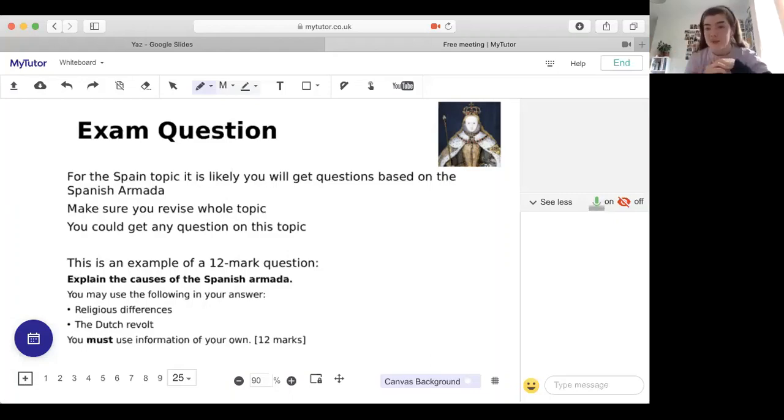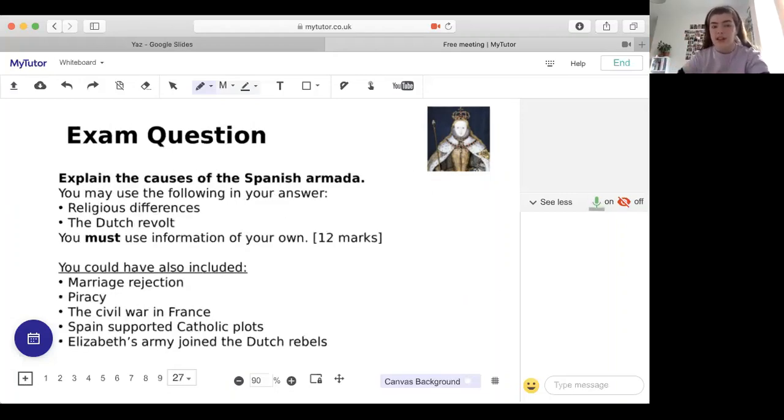It's just the easiest way to do well in one of these questions is to make sure that you're talking about 3 points, so an additional point to the one that's already mentioned. So things that you could have included are marriage rejection, piracy, the civil war in France, Spain supported Catholic plots, and Elizabeth's army joined the Dutch rebels. Another thing you could also talk about actually is trade rivalry, so that's the commercial rivalry as well. So well done if you got those.